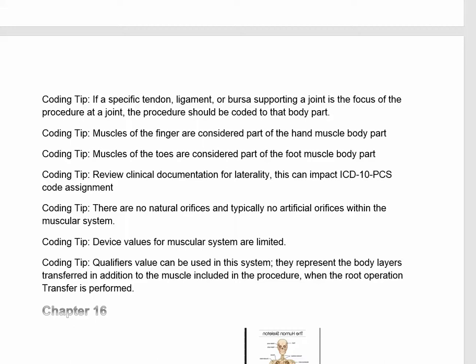So typically you will always see Z's used for the device character values. For the qualifier character values in this particular system, we're talking about the muscular system, they are used and they represent layers transferred in addition to the muscle that's involved in the procedure. So if we're doing muscle transfer procedures, you may see the qualifier values utilized on that particular ICD-10 PCS table.